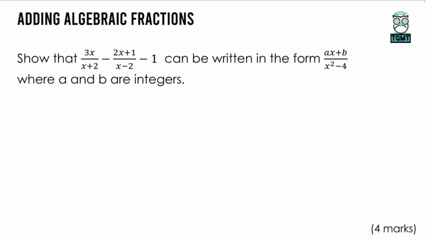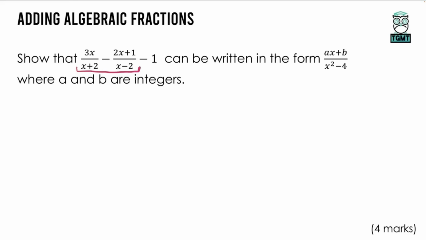For this next algebraic fraction, we are adding or subtracting. In this particular one, we are actually subtracting here. It says show that, and then we have a big calculation to work out. But it says show that it can be written in the form ax plus b over x squared minus 4, where a and b are integers. Now when we are adding and subtracting, the same as with normal numbers, we do that from left to right. So here we're going to first subtract these two fractions, and then we will deal with that subtraction of 1. So let's just start by doing those.